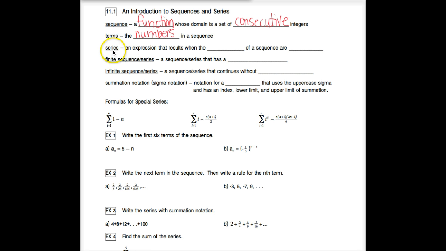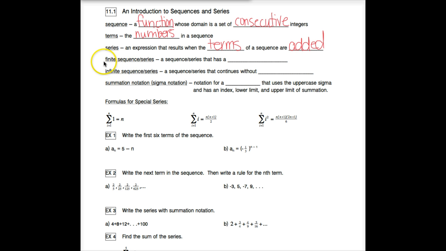A series is an expression that results when the terms, so the individual numbers of a sequence, are added. So notice that with a series, we have plus signs between. And notice that we use the ellipses here, just like we've used a couple times throughout this school year.